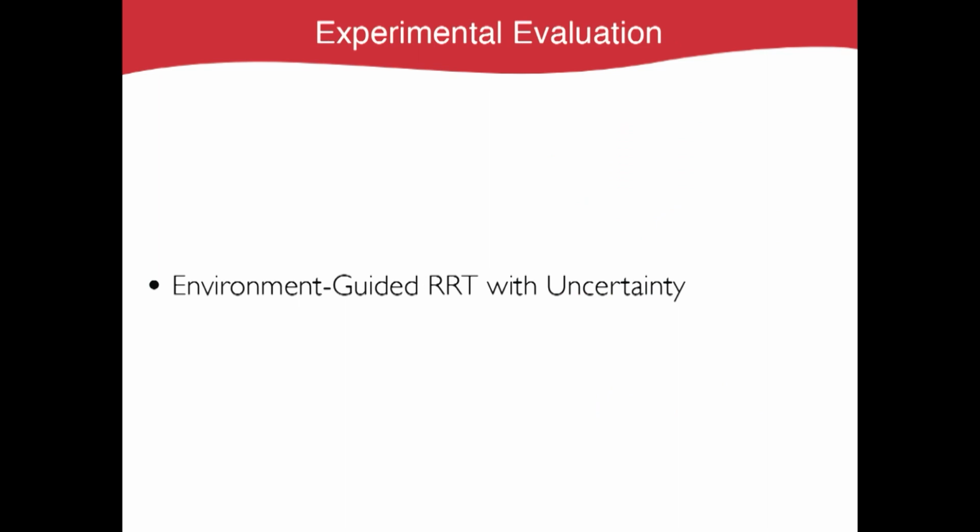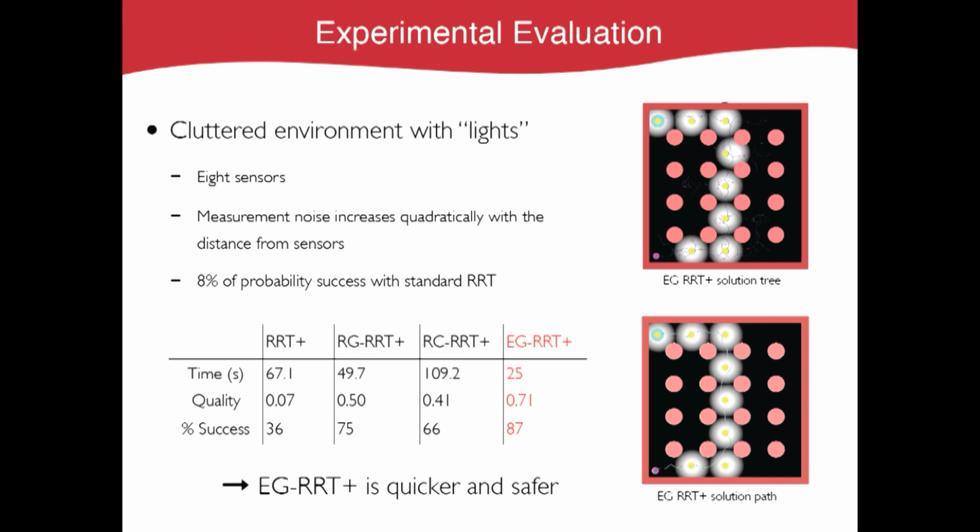Okay, so we incorporate these things inside our environment-guided planner, and we test it in scenarios with uncertainties from motion and from the environment. The first environment is the clutter environment with laser-like sensors. And just to sum up the results, we saw that using all these combined methods, we had a planner that provides more quickly a solution path which is much safer than using a standard RRT. To give an idea, we go from 8% probability of success with standard RRT to 87% of success in that case.